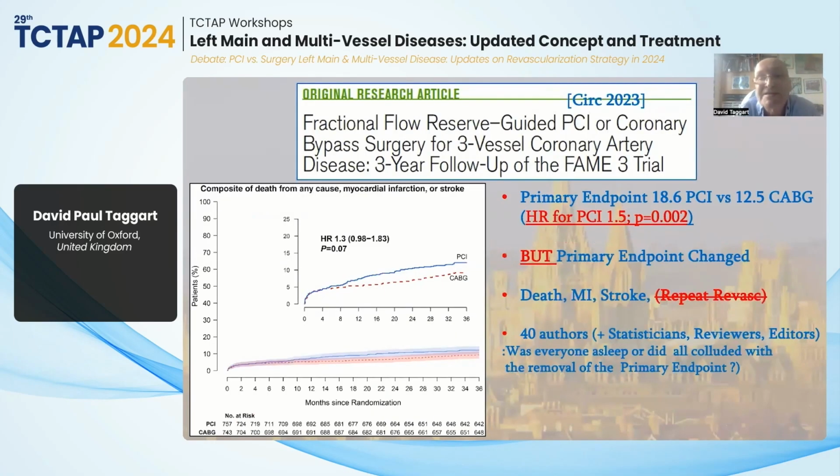Now, if you look at what's happened at 3 years, in the reporting of this in Circulation in 2023, the primary endpoint as it stands was 18.6% for PCI and 12.5% for CABG. So the CABG was significantly lower, with a significant hazard ratio for the primary endpoint. But in this presentation, the main endpoint has now been changed to a composite of death from any cause, myocardial infarction or stroke. So repeat revascularization has been removed. And this now seems to give a more favourable result for PCI with a hazard ratio of 1.3. There were almost 40 authors in this paper, including statisticians, reviewers, and the editors of the journal. And the fact that this was allowed to be published like this, with a change of the primary endpoint, was really quite surprising.